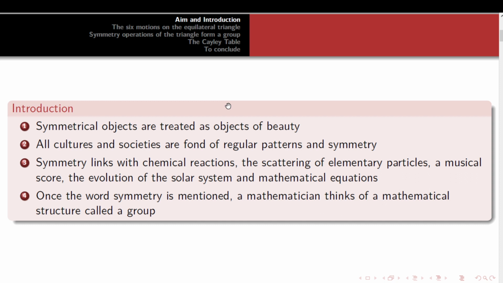And even in the evolution of the solar system, and even in mathematical equations, we are following symmetry. Once the word symmetry is mentioned, a mathematician always thinks about a mathematical structure called a group. So, how can we conclude the definition of a group from the symmetries of an equilateral triangle? Let's find out.